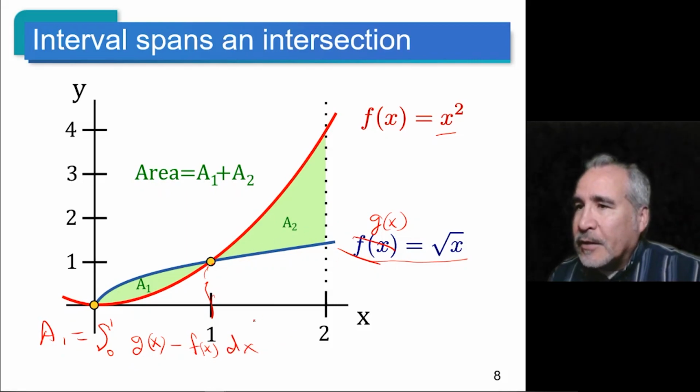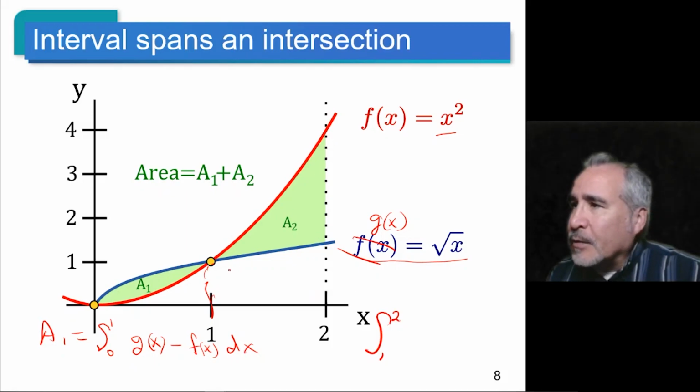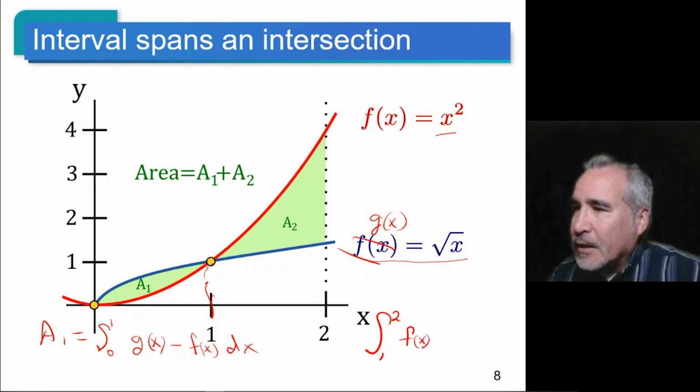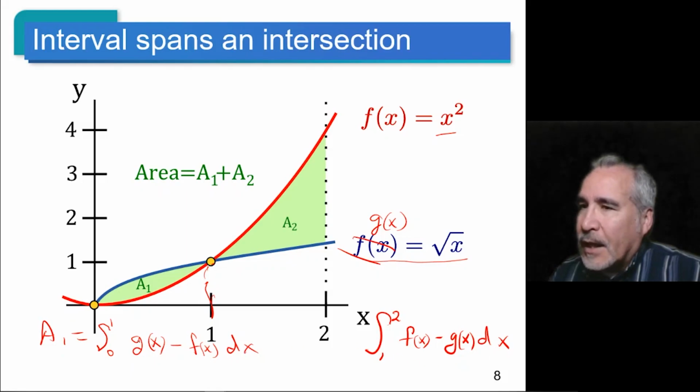Now, when we go for area 2, the limits go from 1 to 2. So I'm going to give us a little bit of room here. We're going from 1 to 2. But now, which one is this one? This one is actually the f of x. This is x squared, right? We're switching, f of x goes first. And then we subtract g of x. And then when we're done, we add these two together because this is a1, this is a2.